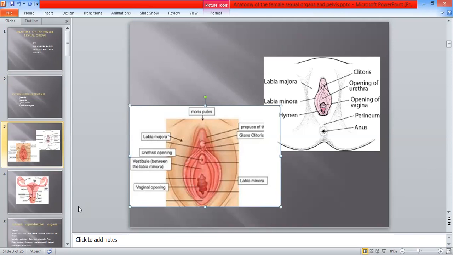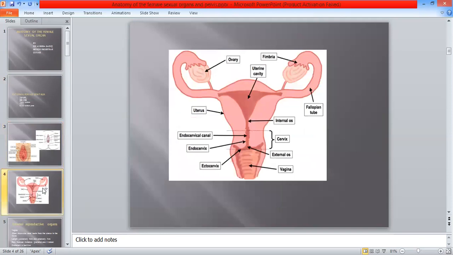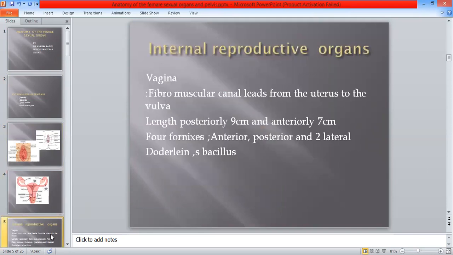The next is the internal reproductive organs. The internal reproductive organs consist of the vagina, uterus, cervix, fallopian tubes, and ovaries. The vagina is a fibromuscular canal lined with stratified squamous epithelium that leads from the uterus to the vulva. Its length is about 9 centimeters posteriorly, and anteriorly it is about 7 centimeters.